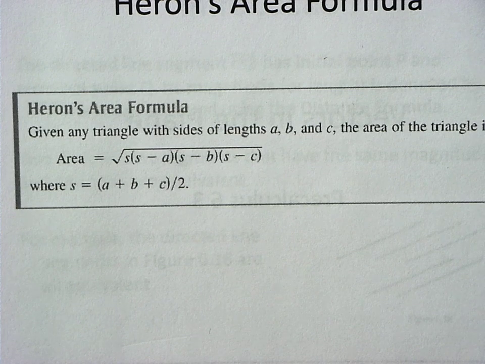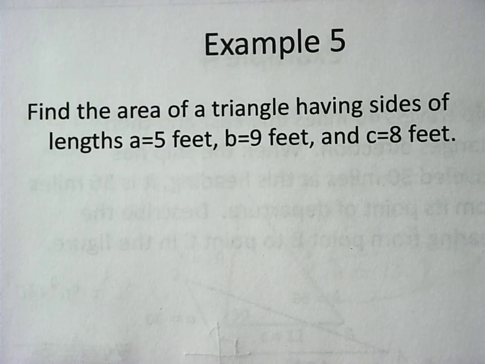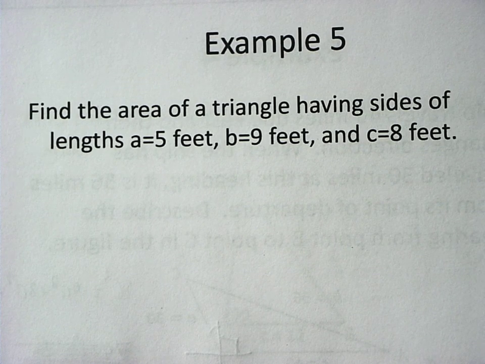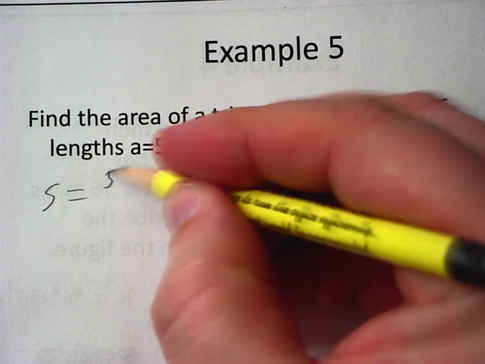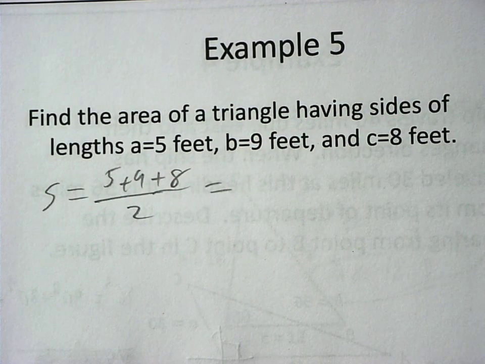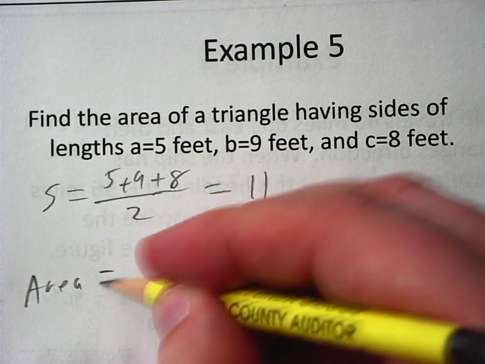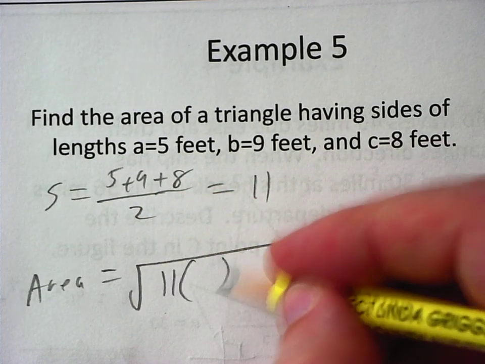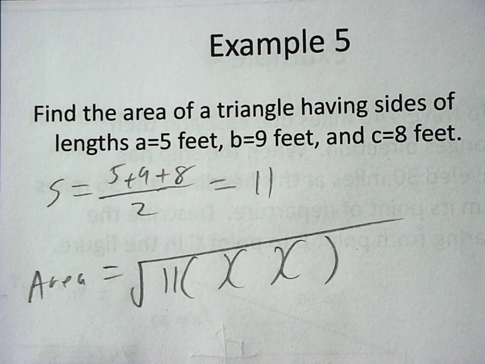Okay? And if it says solve by Heron's formula, yes, you do need to do it. Plus, honestly, it's not that bad. If I have a triangle with these three sides, the first thing I need to find is that S value. All you do is sum the sides and divide by 2. That gives you what? 11. Then, for the actual area, I'm going to do the square root of 11 times the difference for all three sides.